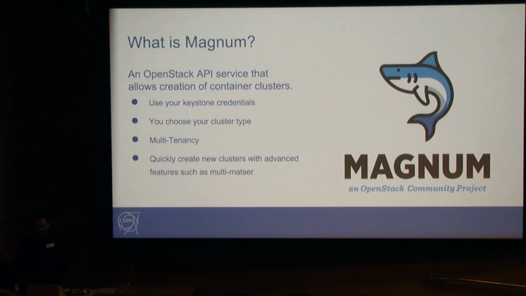Okay, so what is Magnum for those of you that don't know? It's an OpenStack API service. This means that it runs an API server and authenticates with Keystone, and it has, as most OpenStack services, a conductor or engine. In our case, it is a conductor. Magnum offers 4 types of clusters that I will explain later, and you can authenticate with your Keystone credentials.